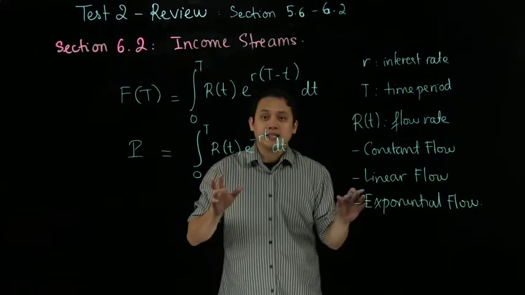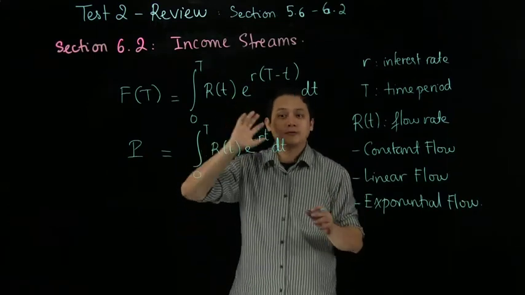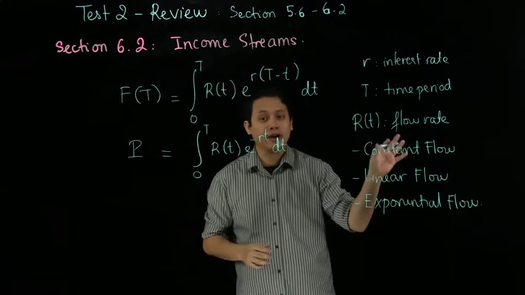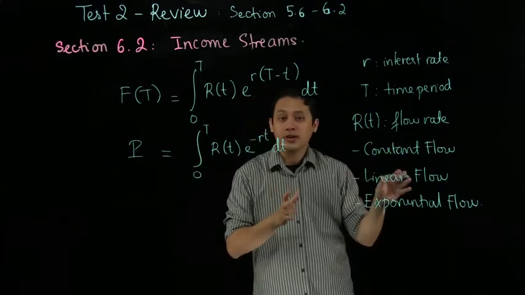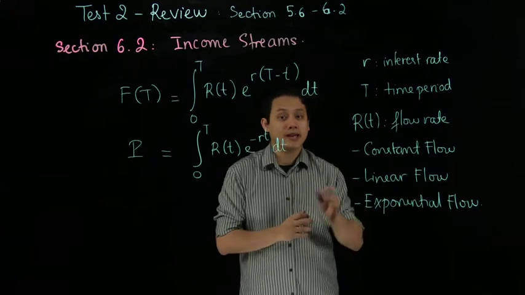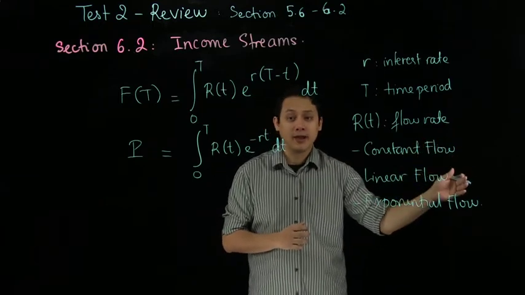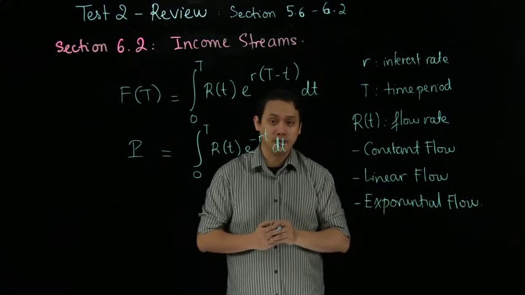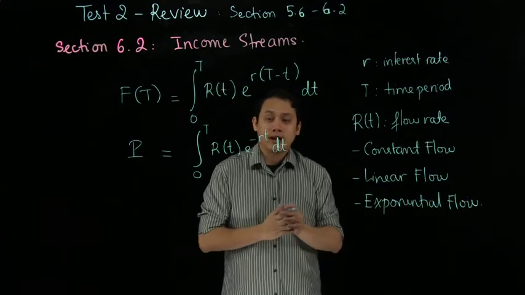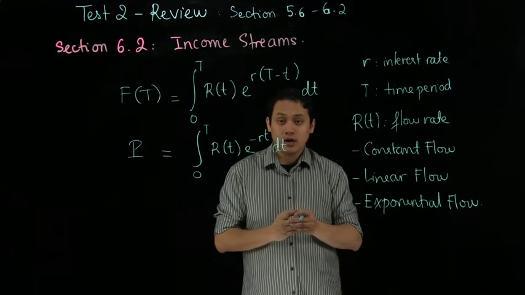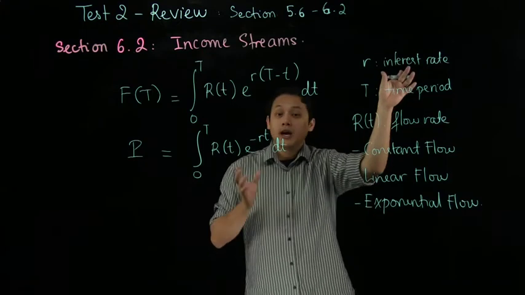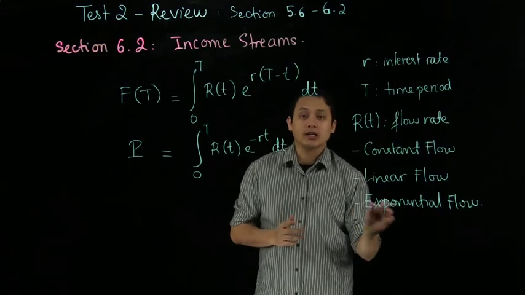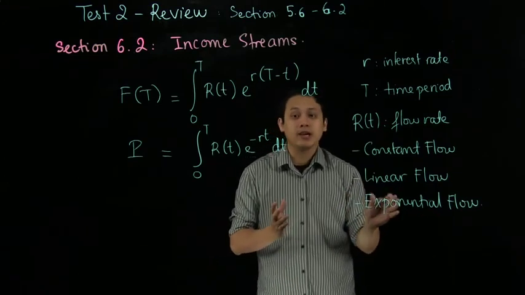As I mentioned in class, it's not hard to calculate the future value or the present value. The hard part is to identify the flow rate. So you need to read the problem very carefully to identify which flow rate you have. Is that constant flow, is that linear flow, or is that exponential flow? Another problem that usually we make a mistake on is you cannot distinguish between interest rate and the percentage change in the exponential flow. You need to be careful with that.